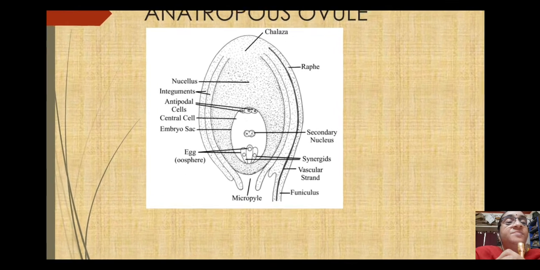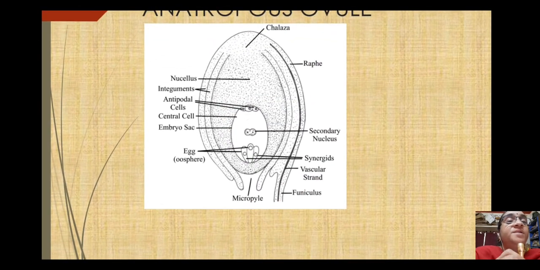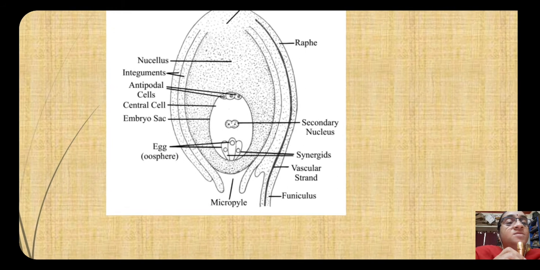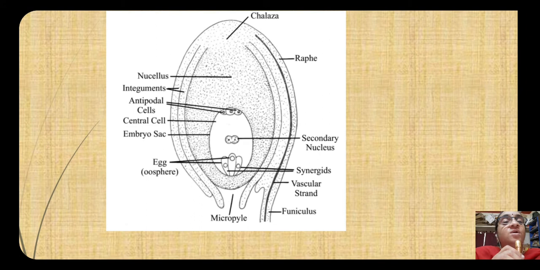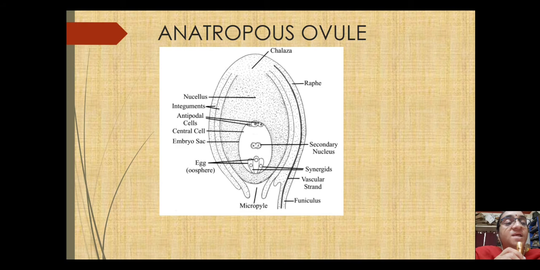I am just enlarging the picture. Here you can see the micropyle. There is an opening here, and you are able to see the funiculus, which is the stalk by which the ovule is attached. And you are finding one small oval structure here with the egg, which is labeled as the embryo sac. Yes, that is important. We'll come to know how this embryo sac develops. So this is an anatropous ovule, and this diagram also is important from the exam point of view.